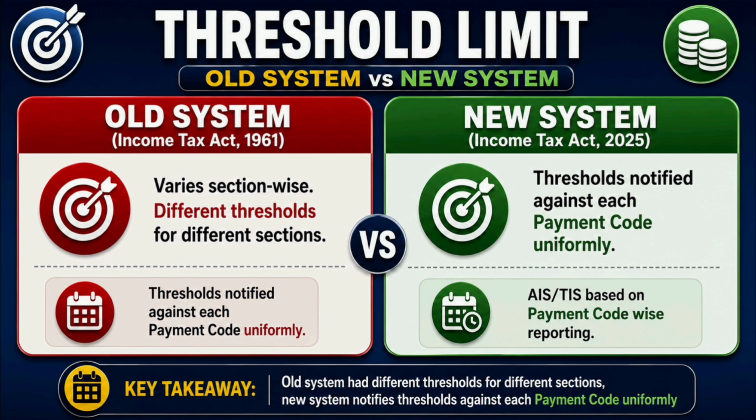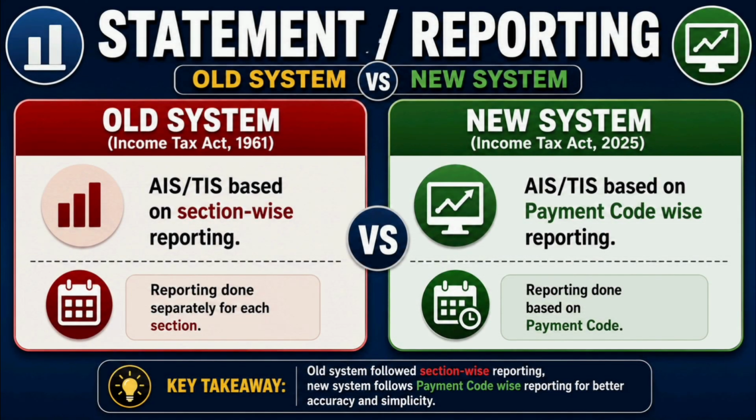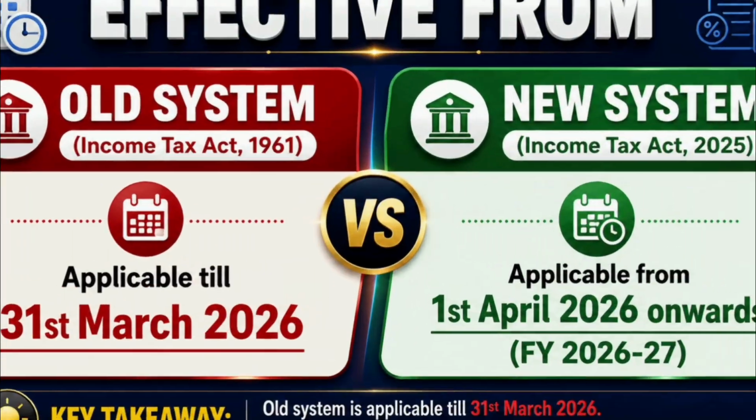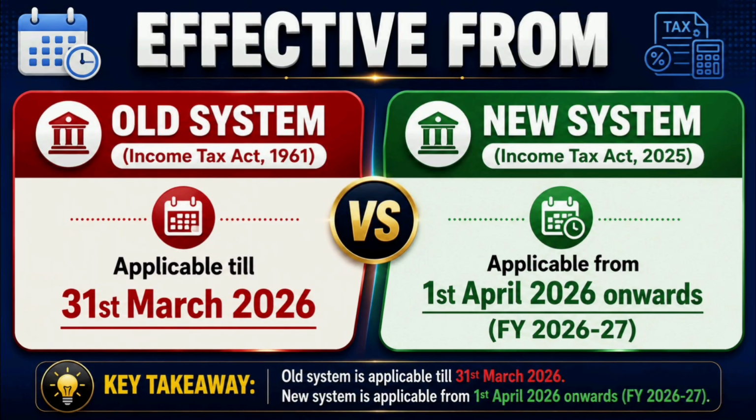Then aspect 8, statement reporting. In the old Income Tax Act, AIS or TIS is based on section-wise reporting, and in the new system, AIS and TIS are based on payment code-wise reporting. The ninth aspect, I think the last aspect, is the effective applicability. The old system, Act 1961, is applicable till 31st March 2026, and the new Income Tax Act 2025 is applicable from 1st April 2026, financial year 26-27.